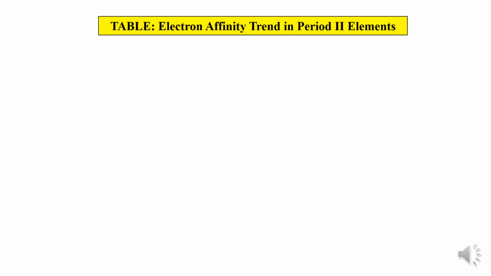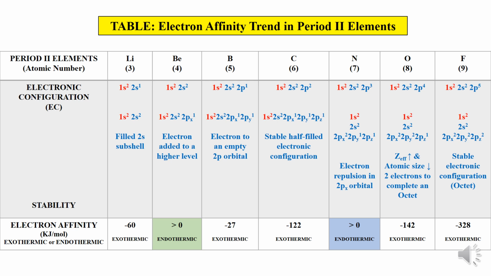Now here's a table summarizing the electron affinity trend in the period 2 elements. Here in the table you will find the period 2 elements with their respective atomic numbers, their electronic configuration, and their stability after adding an electron, its electron affinity values, and also whether adding an electron leads to an exothermic or endothermic reaction. So let's start with lithium.